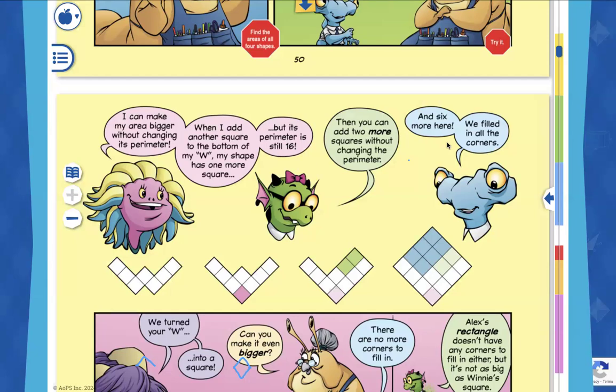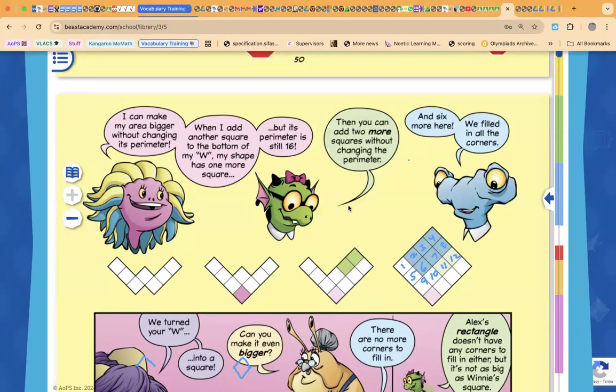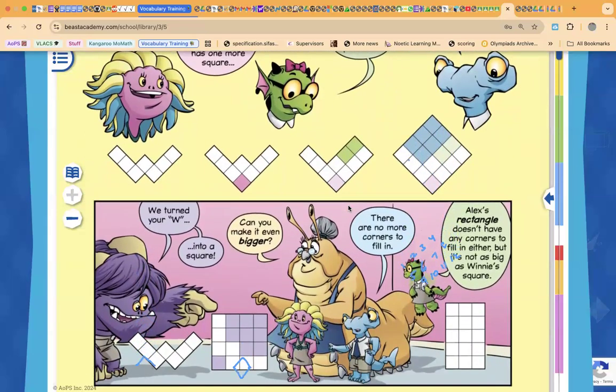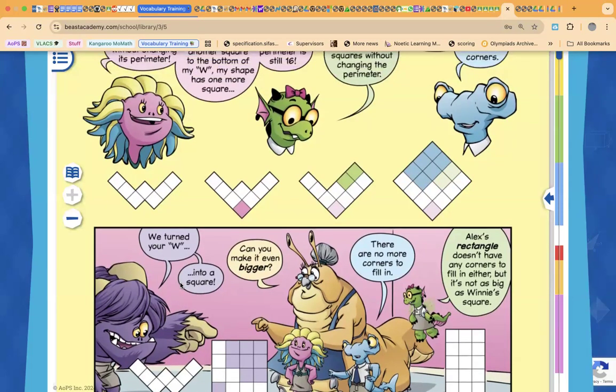And 6 more here. We filled in all the corners. See what happened now? It became a, what shape did it become? Square. Good. So see here. We turned a W into a square. Make it even bigger.